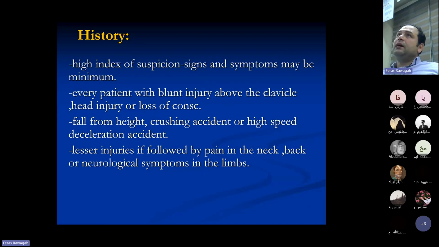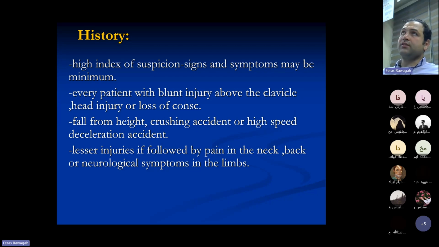And how to take history? You should have a high index of suspicion of signs and symptoms, which may be minimal. Actually, any patient of high energy trauma, you should suspect spinal injury till proven otherwise. Every patient with blunt injury above the clavicle, head injury, or loss of consciousness should be considered as having spinal cord injury till proven otherwise. Fall from height, crushing accident, or high-speed deceleration.